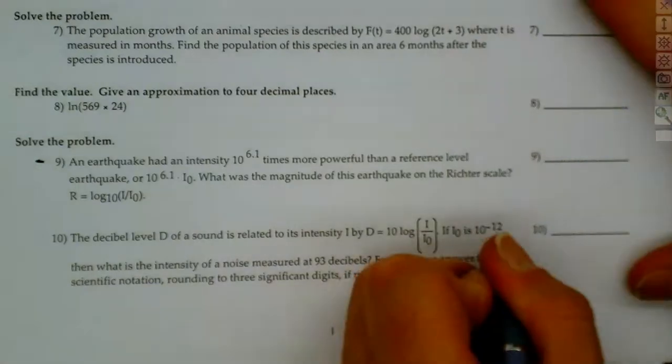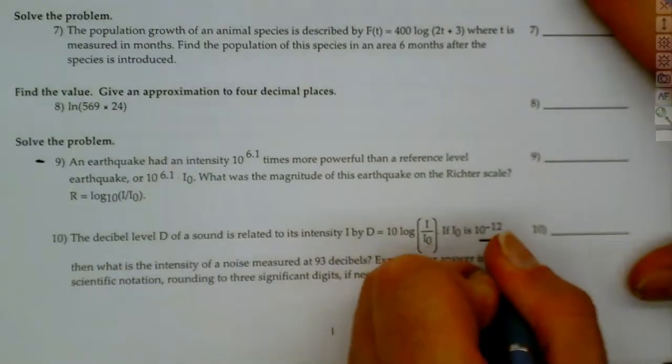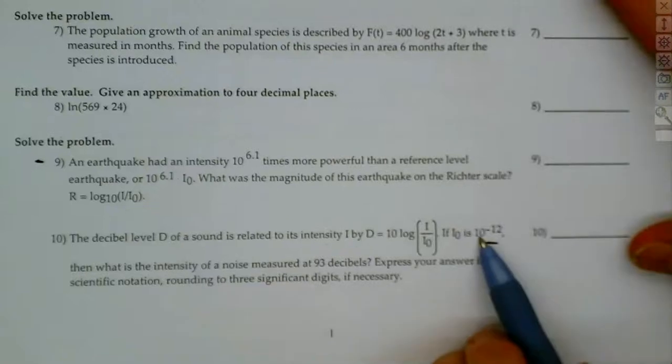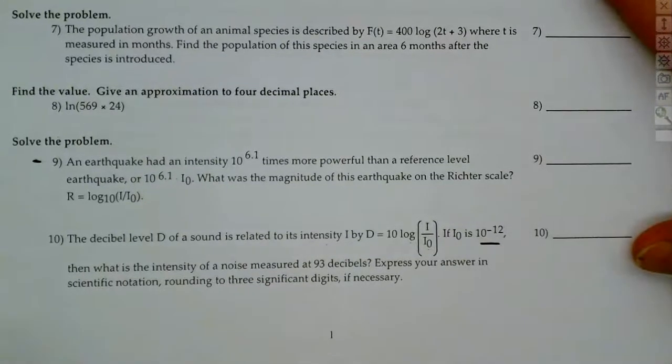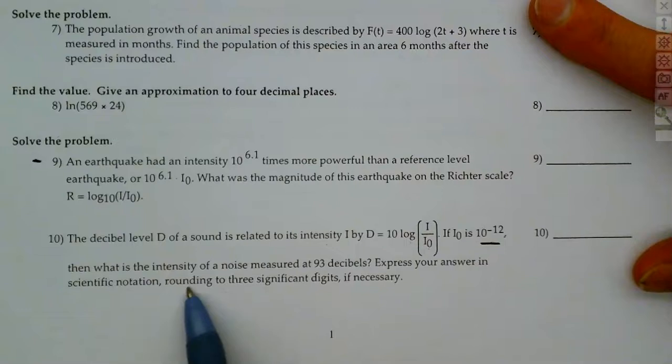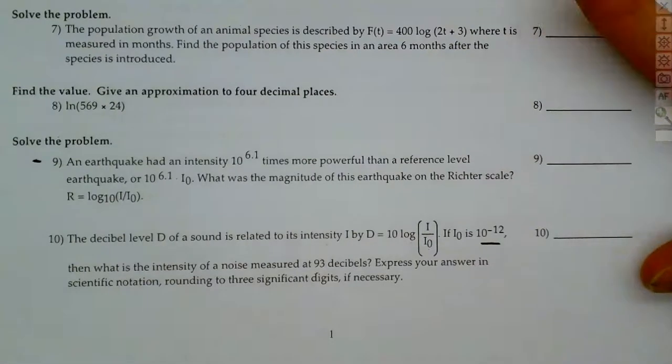If I naught, the initial whisper, the smallest sound that you could ever actually hear, is 10 to the negative 12th power, what is the intensity of the noise measured at 93 decibels? Express your answer in scientific notation, rounding to 3 significant digits.